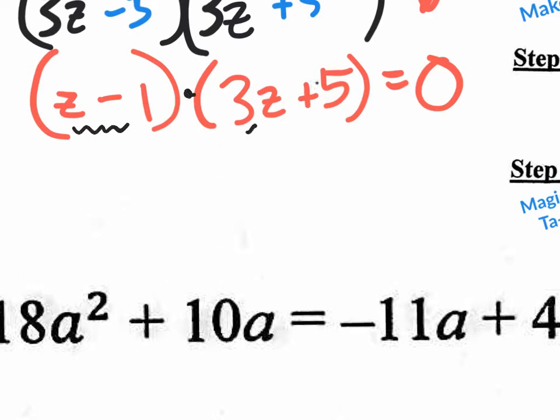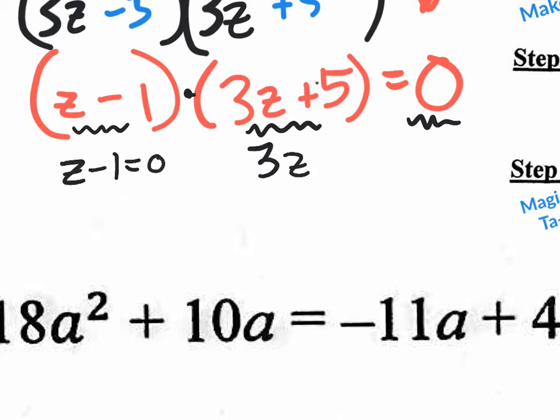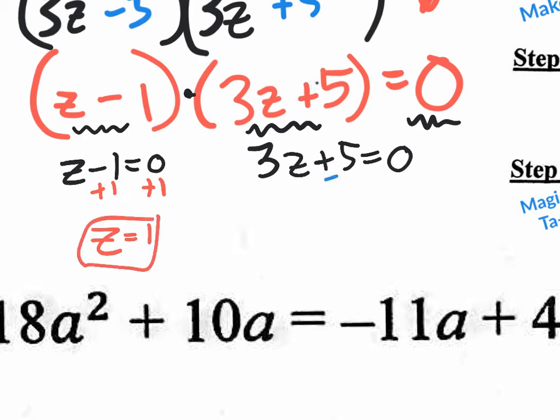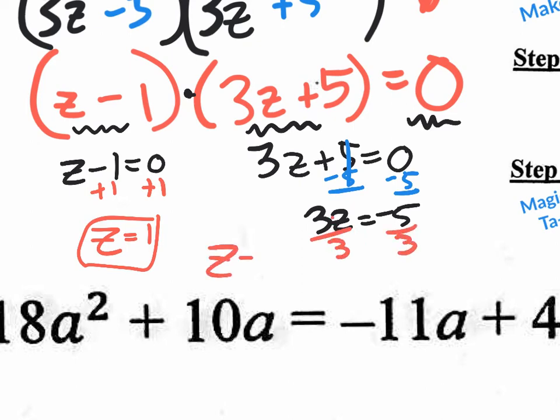This times this equals 0, so the first something could be 0, and the second something could also be 0. So that's how we get those two simple equations. This answer is easy, z minus 1 equals 0, so z equals 1. The other answer, you have to do 2 steps, subtract 5, subtract 5. You're going to end up with 3z equals -5. Final step would be to divide by 3, divide by 3. So z equals -5/3. That's your second answer, z equals -5/3.